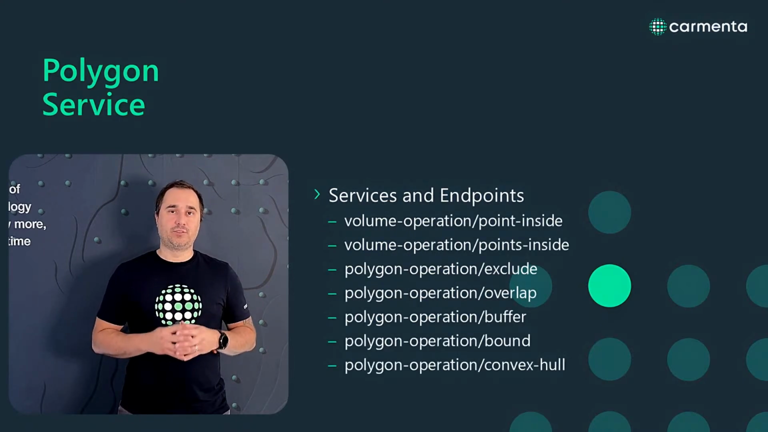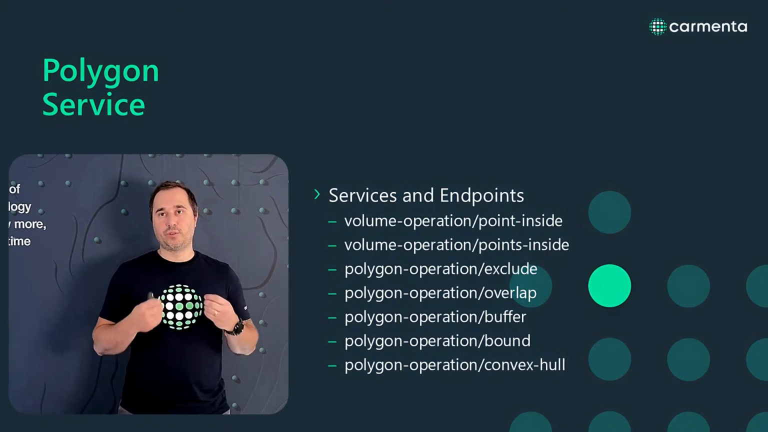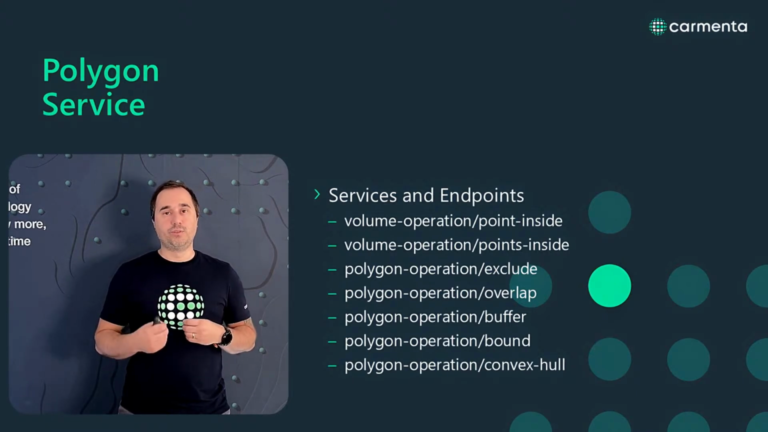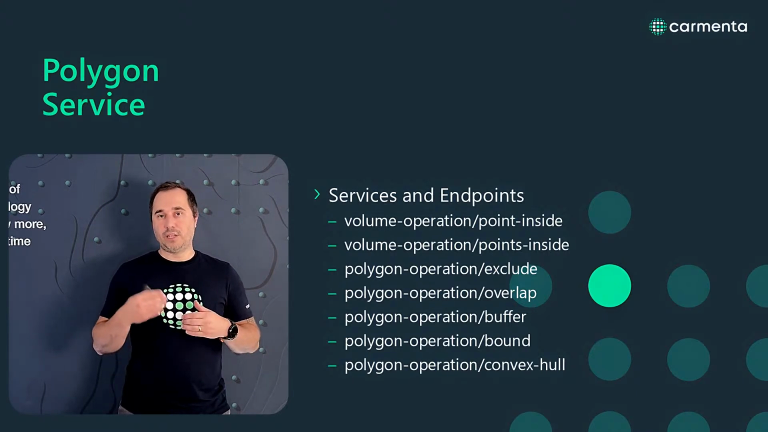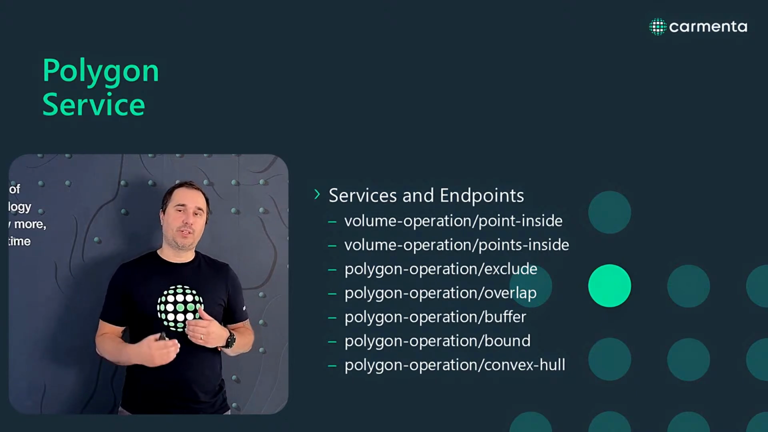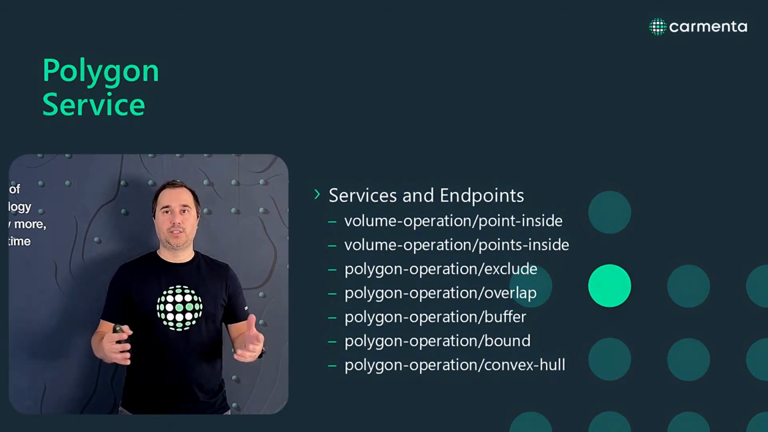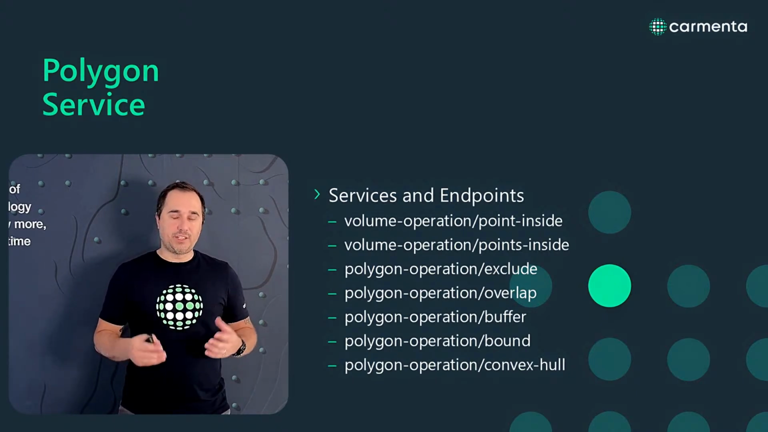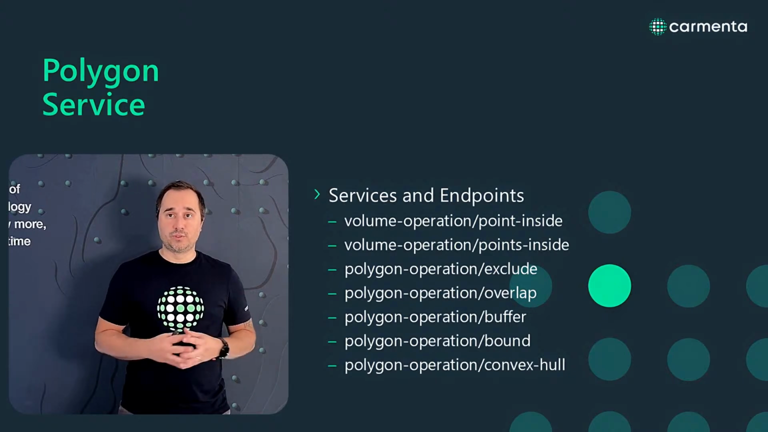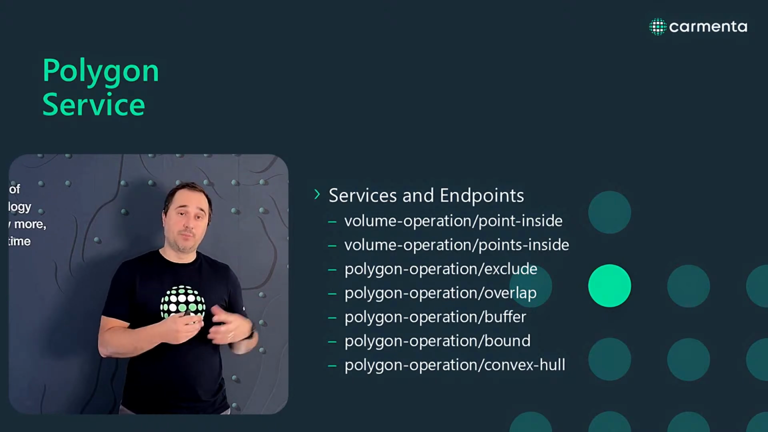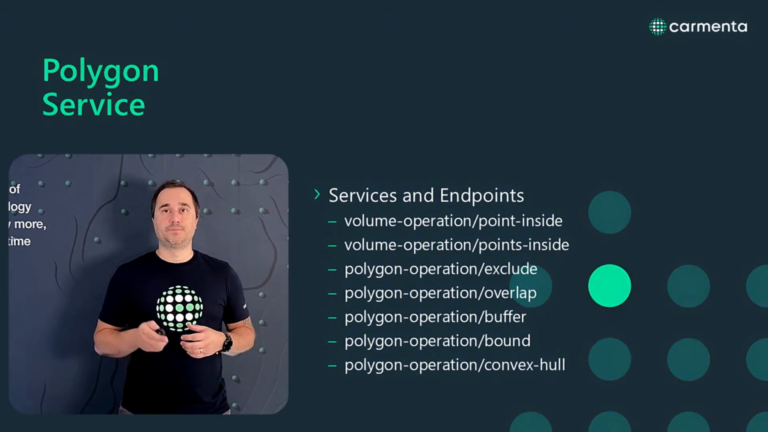Next, we have two services combined called the polygon and volume services. These can be used to apply various operations on 2D and 3D geometries, so that will enable complex spatial analysis and manipulation. So for example, to define and manage no-fly zones or no-fly volumes, calculate intersection of flight paths with restricted airspaces, determine the volume of airspace available for operations, and so on.